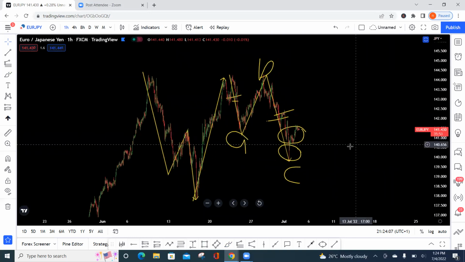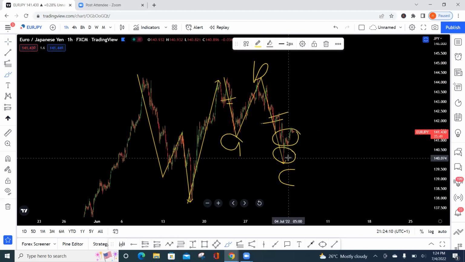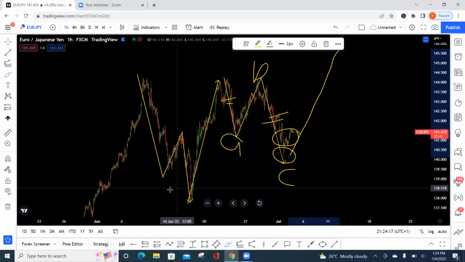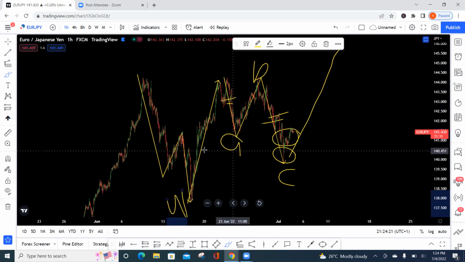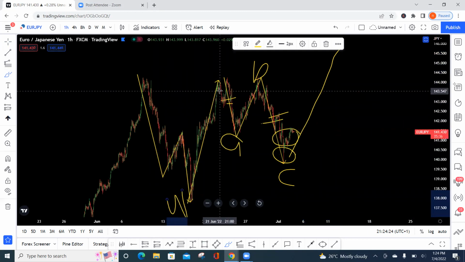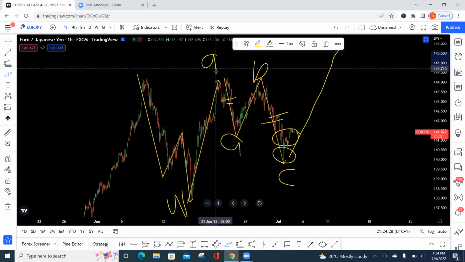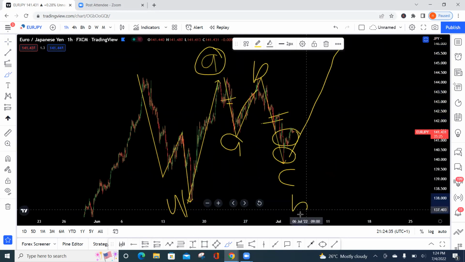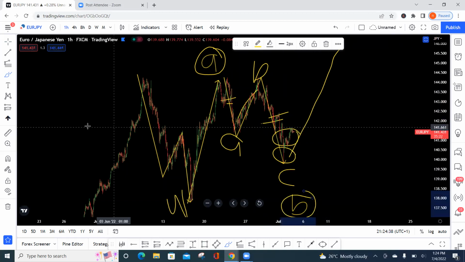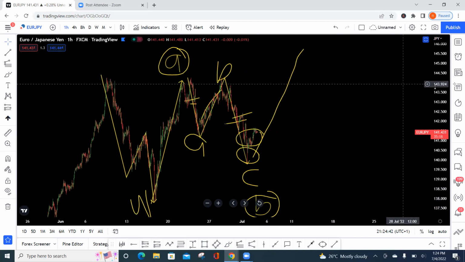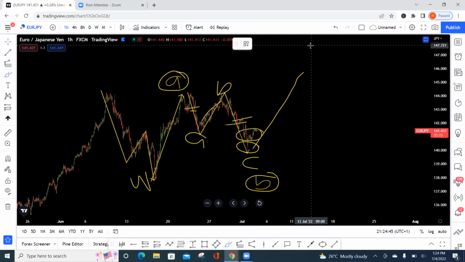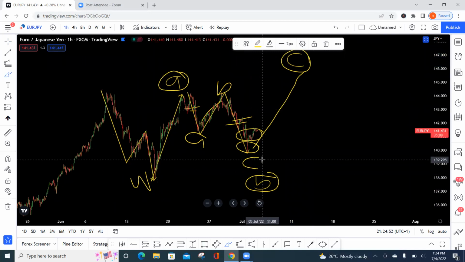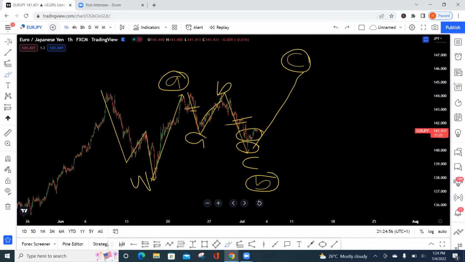Correction in three waves, correct. So all I want now is this wave to the upside. Because if you have this as W, guys, you cannot have this as X, it's too sharp. So you have to have this as A in brackets, and this three-wave structure to the downside will now be your wave B in brackets. Now I want to see, you will see in brackets here. Okay? So this wave A in bracket, B in bracket, C in bracket has now formed a three-wave structure.